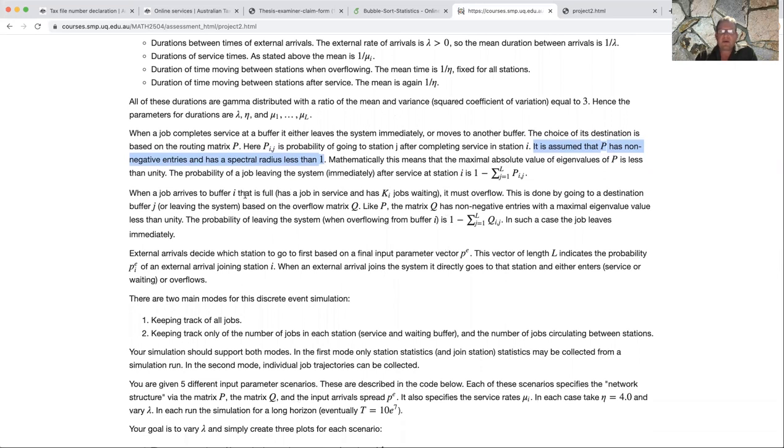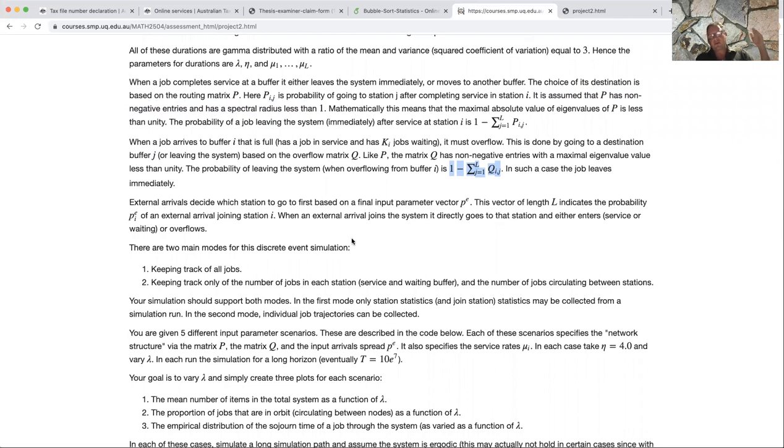Now, similarly, when a job arrives to a full buffer, it must overflow. And that goes according to a destination buffer. Again, your job arrives to buffer i, destination j, with probability Q_ij. Okay. And this also allows a probability of overflowing and leaving the system. And when an external arrival occurs, so arrivals occur according to this process with an inter-arrival mean of 1 on lambda, so that's a rate of lambda, then these arrivals go for their first station, their first server, according to the probability vector P^E. So that's a vector of dimension L as well. Okay. So that's how it works.